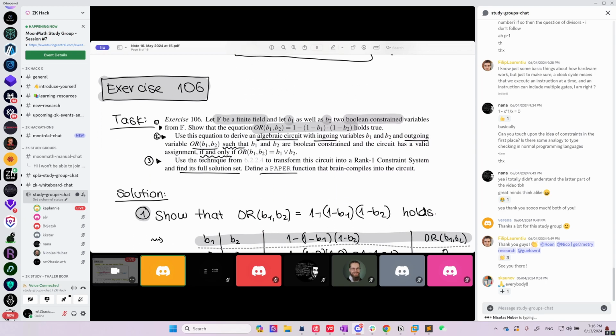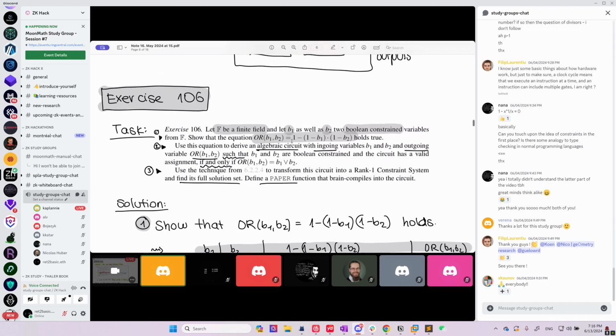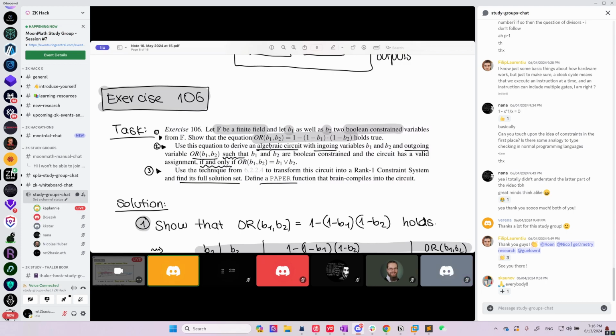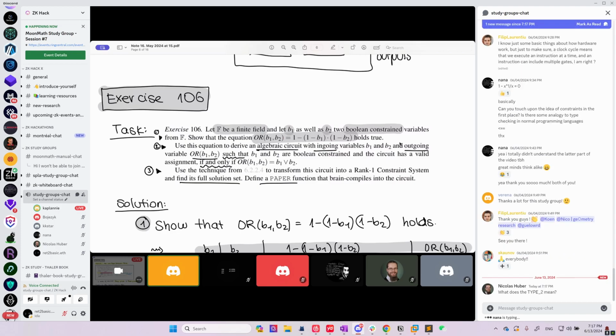Okay, so let's look at exercise 196. So what is the task here? There are several parts, so I tried to highlight them. We have a finite field F, and B, B1 and B2 are Boolean constrained variables from F. First, we need to show that the OR between B1 and B2 is actually the same as 1 minus (1 minus B1) times (1 minus B2). So can you actually write the OR operation through 1 minus (1 minus B1) times (1 minus B2)?